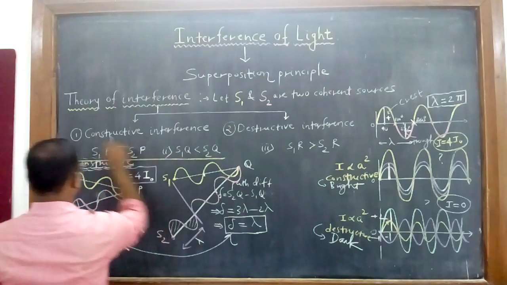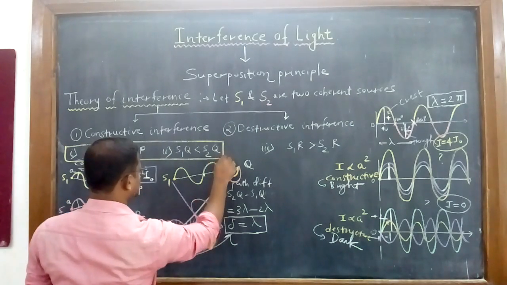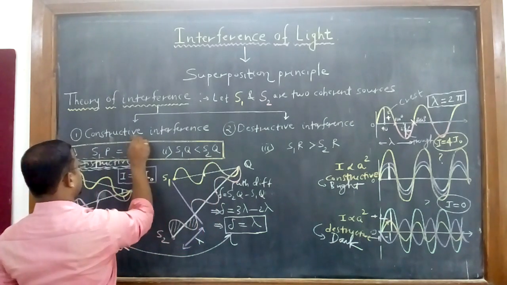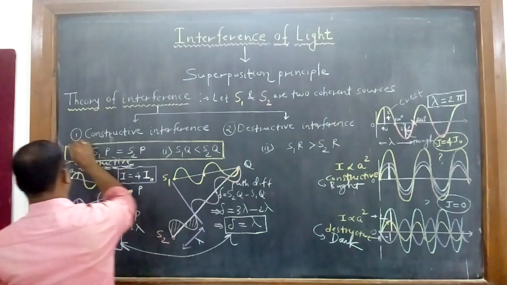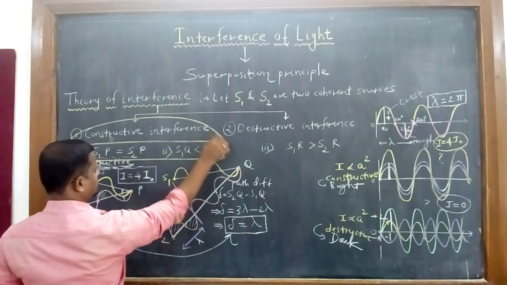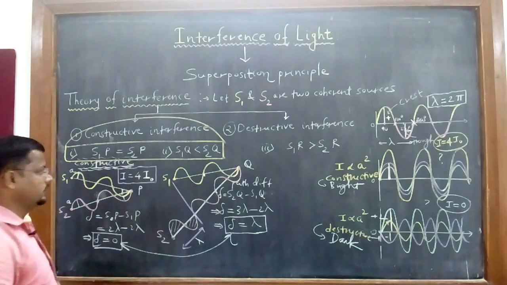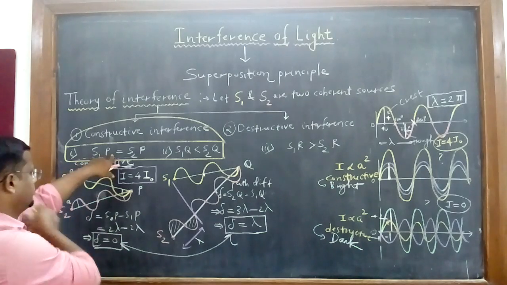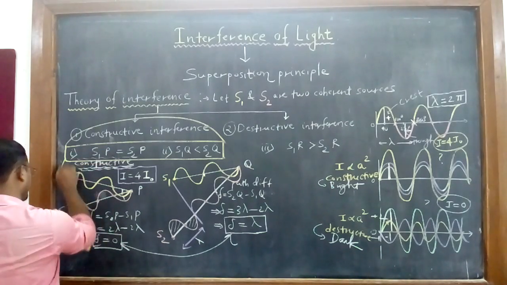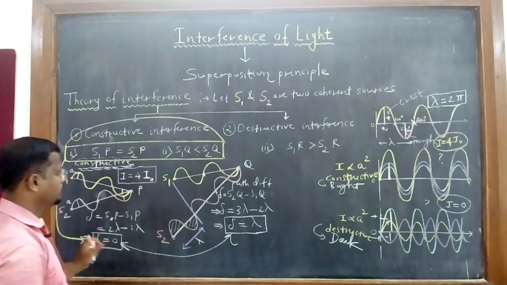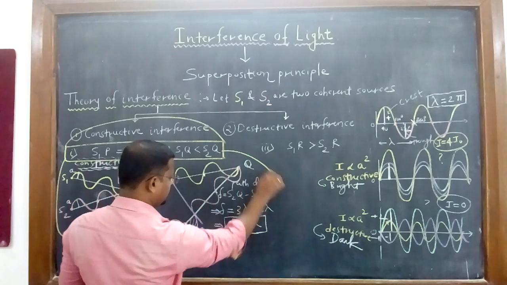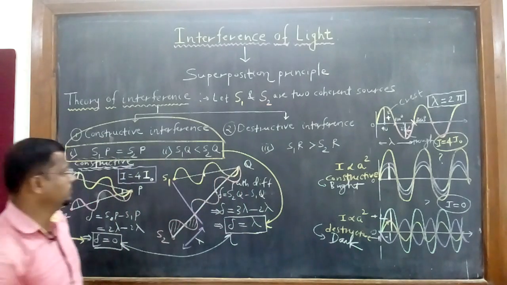S1P is equal to S2P and S1Q is less than S2Q. All these are the examples of constructive interference. I will write like this: these are the examples of constructive interference. And for this first one, what is the path difference we have proved? Delta equal to 0. And for the second one, what is the path difference we have proved? Delta is equal to lambda.